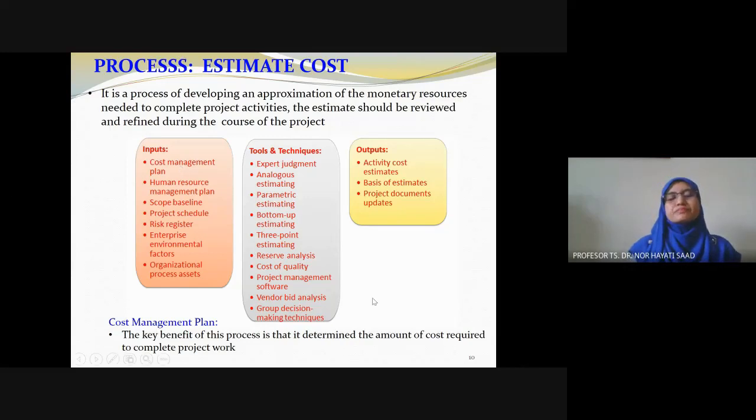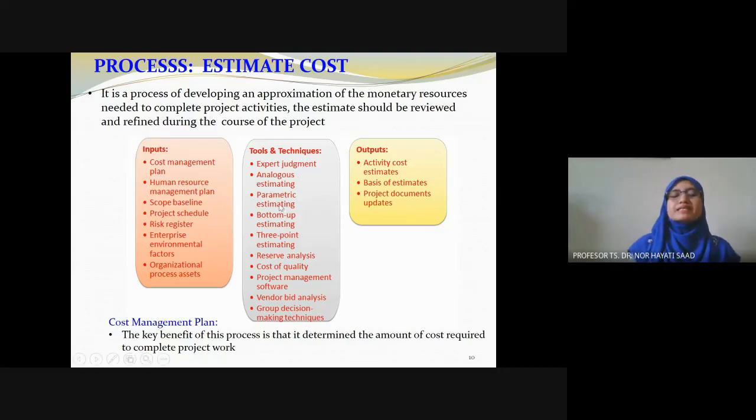All right, what are the tools that we can use? Expert judgment, which can be a consultant or seniors from the team. Analogous estimating is based on historical data, lessons learned, and the documents which we archive and keep in the project management office. We can open this back from the previous project and have a look.